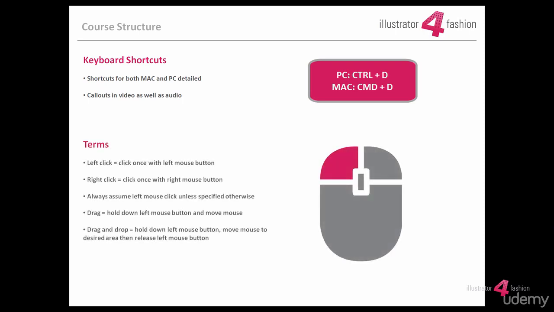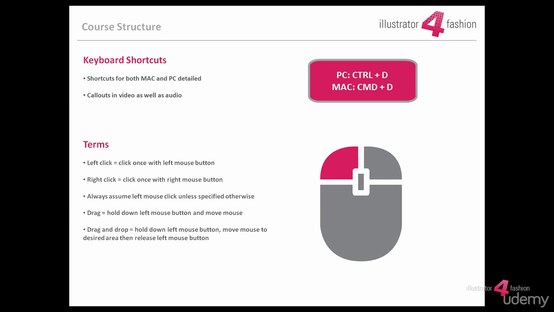Throughout the course you will hear terms such as left-click or right-click. This refers to which button on your mouse you should use, with click meaning click once. If I just say click, then always assume it means left mouse click. If it is a right click, then I will always specify this. You will also hear the terms drag and drop. Drag means to hold the left mouse button down and move the mouse to the desired position, and drag and drop means to hold the left mouse button down and move the mouse to the desired position and then release the mouse button.